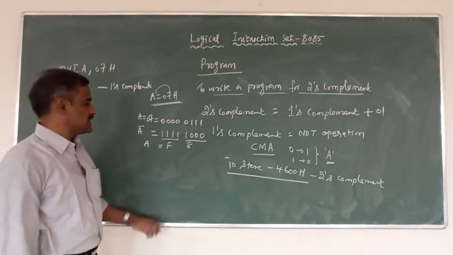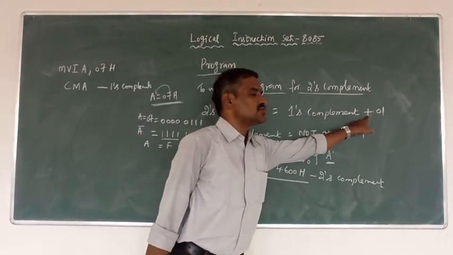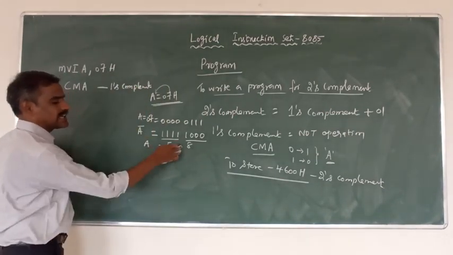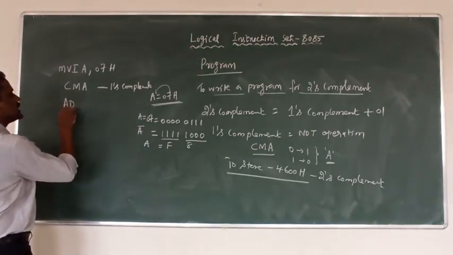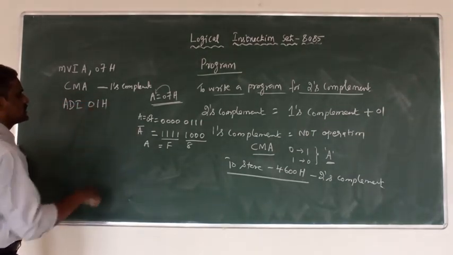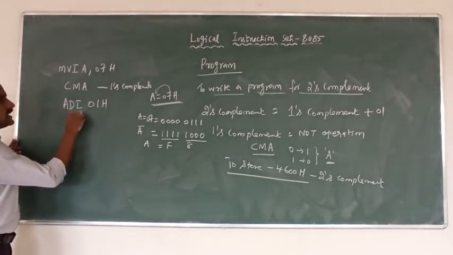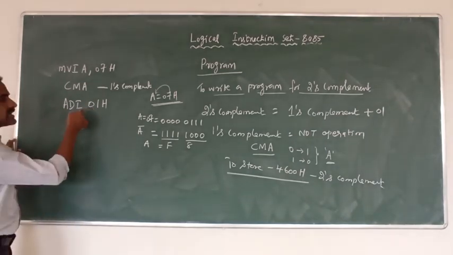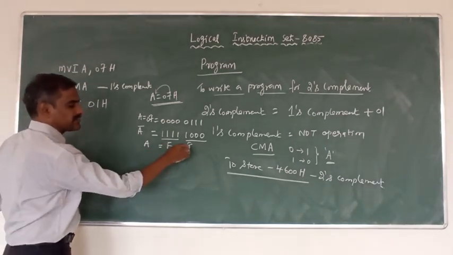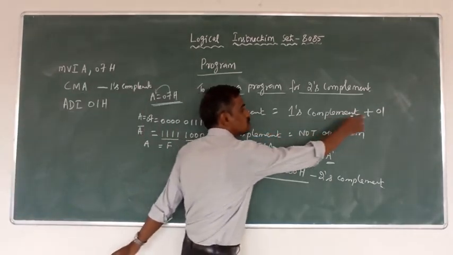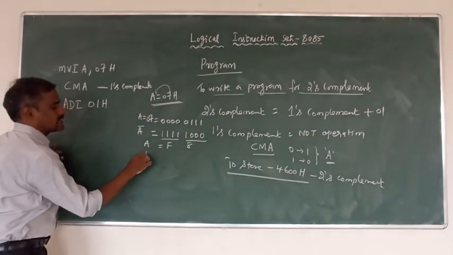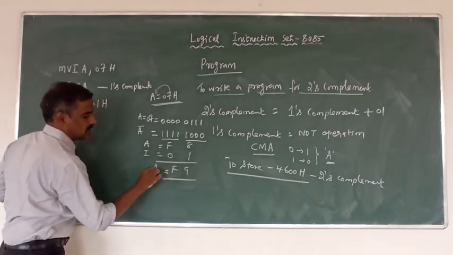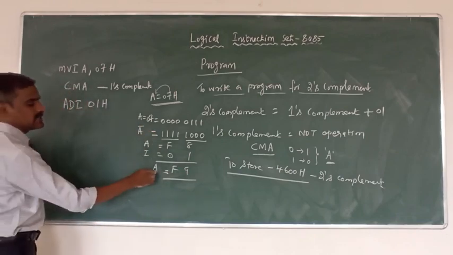Next, for 2's complement, we add 0, 1 to the 1's complement. How to add 0, 1 with the A register? We can use ADI 01H. ADI means add the accumulator with the immediately given data. Accumulator F8, and we add the immediately given data 0, 1. Now add these two. Result F9. This result is always in the accumulator. Now the result is available in accumulator F9.